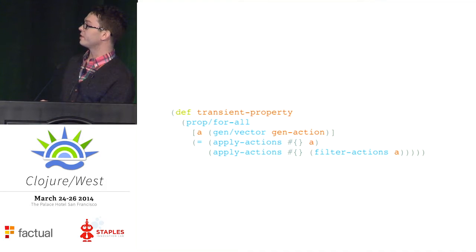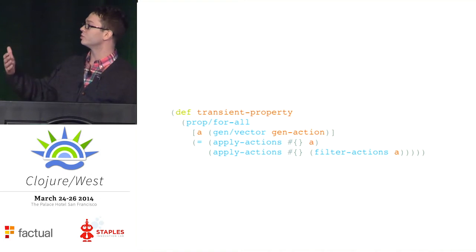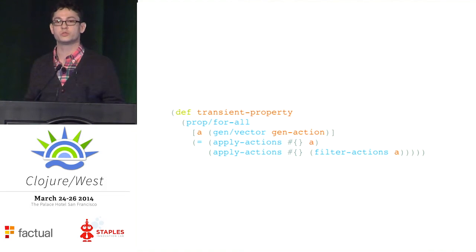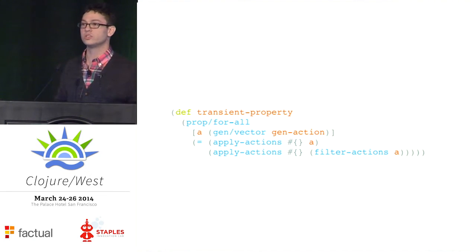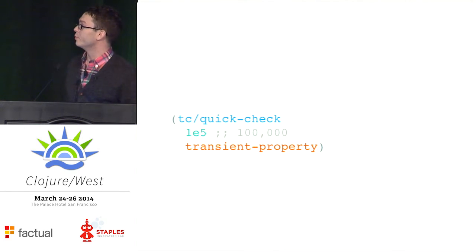We're going to apply the actions, which is basically just a fold. We're going to look at the action, apply conj, and then we're going to test for equivalence to filtered actions, which just removes the calls to transient and persistent and changes conj! to conj, et cetera. So these should be equivalent to each other, right? And we can run the test.